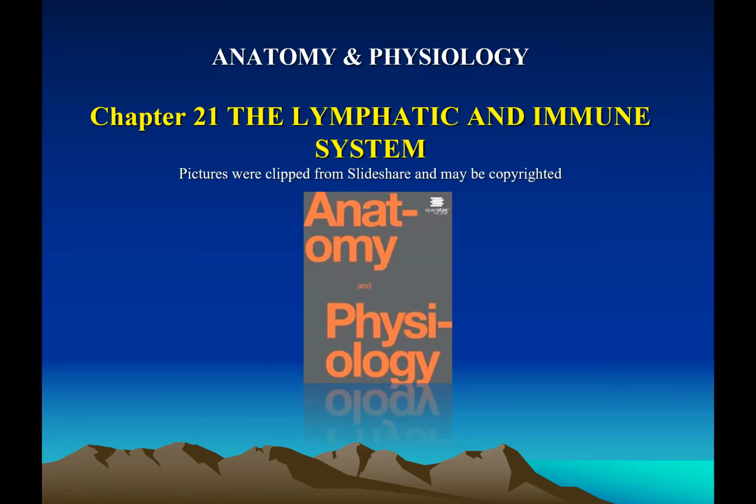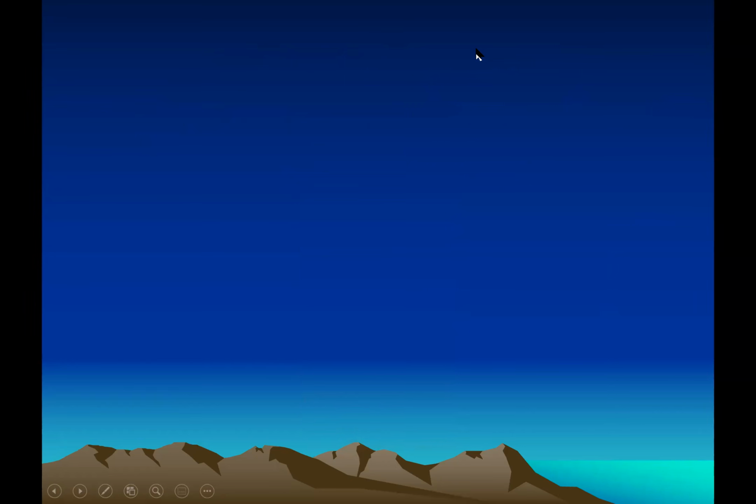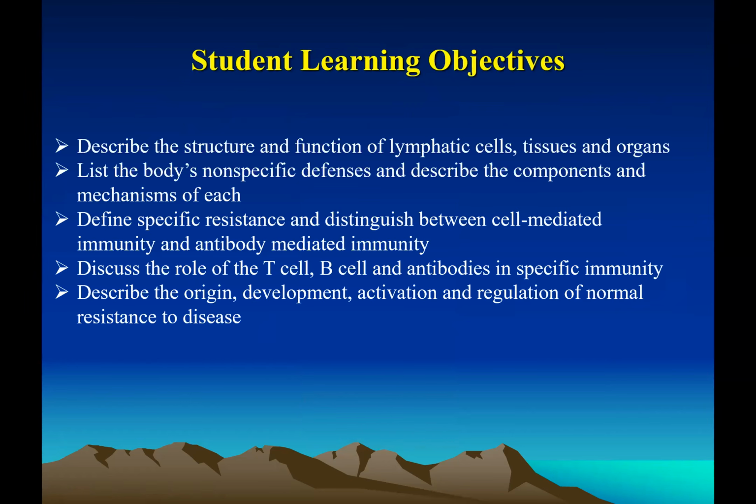So chapter 21 is about the anatomy and physiology of the lymphatic system and the immune system. So we'll study the anatomy of the different structures and organs that are included in the lymphatic system. We'll study what lymph is. We'll study the different lymph organs.